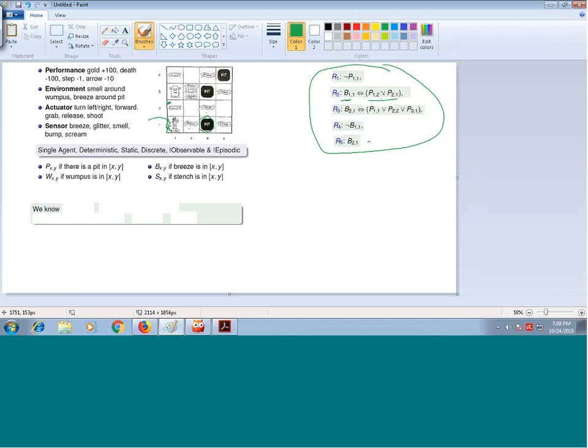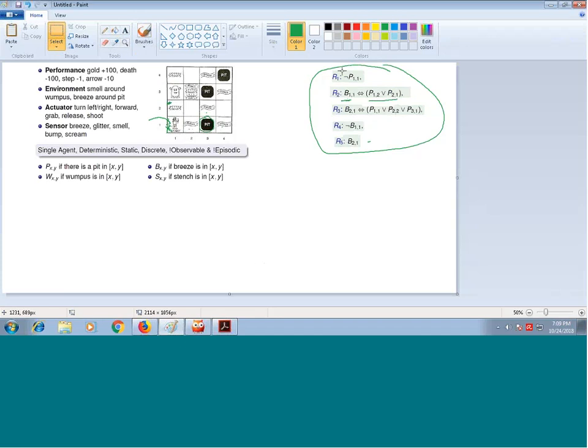And for this, it says that if there is a breeze in 11, it means either in 21 there is a pit, or in 12 there is a pit. Similarly, this 21 says P11 or P22 or P31. So you know all this, and that's very easy. I'm not going into the detail. So here you understood this. That's very easy. Okay. All right.